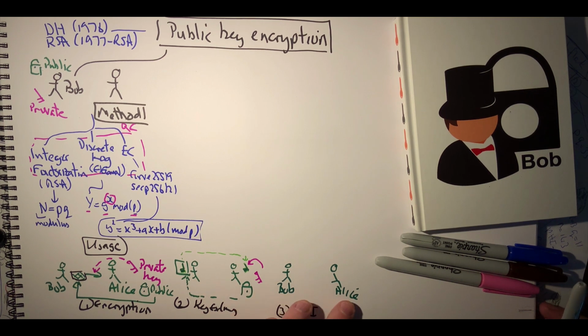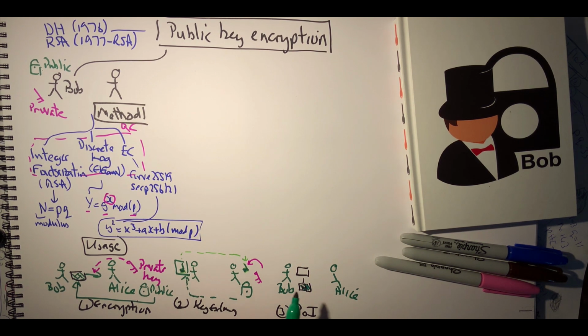And now Bob wants to prove that he signed a message to Alice. So what he does is he takes the data and then he will take a hash of the data and then will encrypt the hash with his private key. So he will take his private key here and encrypt the hash with his private key.